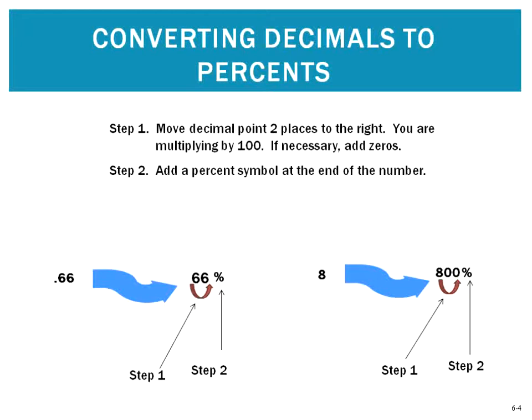8 means you have to move 2, and because there are no digits there, you have to add the zeros. So 8 becomes 800%. And then, of course, don't forget to add the percent symbol to the end so that we know what we're talking about. Because if you don't add the percent, you just went from 8 to 800. And that is not the same number. 8 does not equal 800, but 8 does equal 800%.